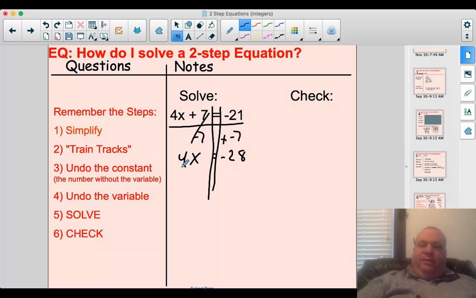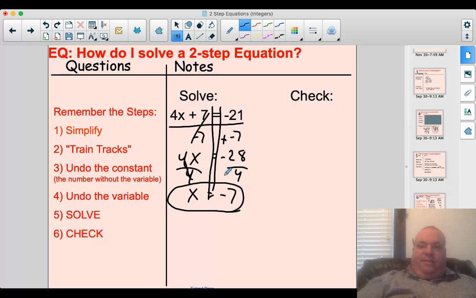Okay, now to get rid of the 4, it's being multiplied, so I divide. I get x equals a negative divided by a positive is negative. 28 divided by 4 is 7. So I get negative 7.